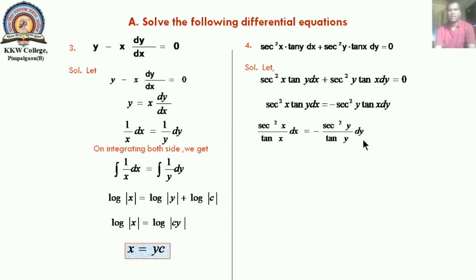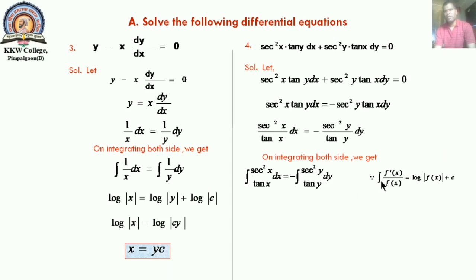Variables are separated. So on integrating both sides, we get integration of sec square x upon tan x dx is equal to minus integration of sec square y upon tan y dy. Now by using the standard formula, integration of f dash of x upon f of x is equal to log of mod of f of x. Means when the function is in the denominator and its derivative is present in the numerator, then its integration is log of mod of that function.